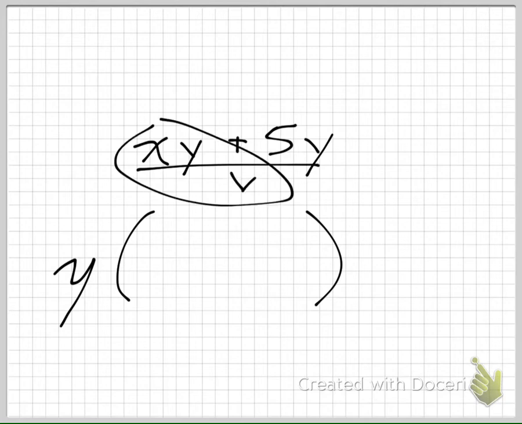What is xy divided by y? What is 5y divided by y?